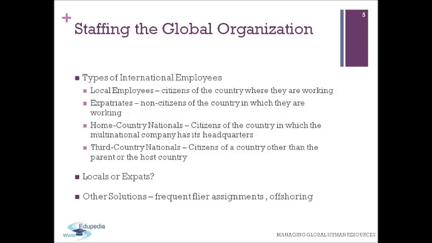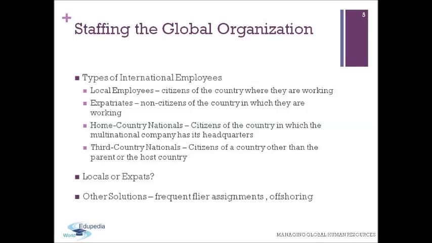Now, home country nationals are citizens of the country in which the multinational company has its headquarters. So, an American working for GM's subsidiary in China is a home country national, as well as an expat. And third country nationals are citizens of a country other than the parent or the host country. So, for example, a British executive working in the Tokyo branch of a US multinational bank would be known as a third country national, and of course, an expat.